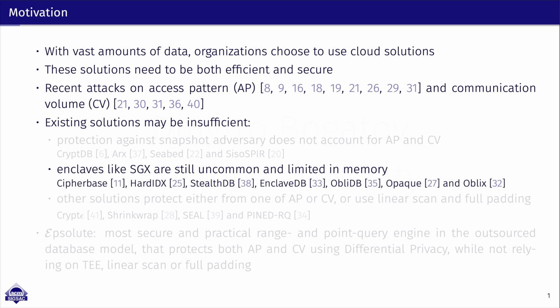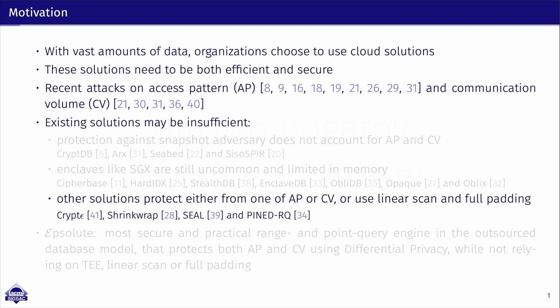Some other solutions rely on enclaves, usually SGX, but it has some limitations. On top of very little memory and extra hardware dependency, the SGX itself is subject to access pattern leakage. Some solutions target access pattern or communication volume leakage, but usually only one of them. ShrinkWrap targets both, but uses linear scan and full padding.